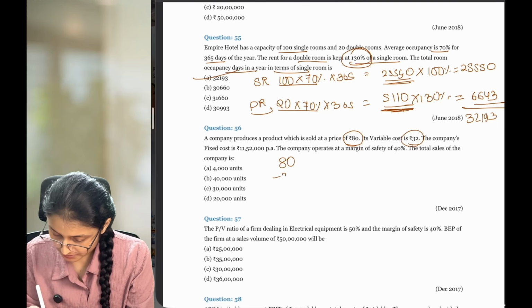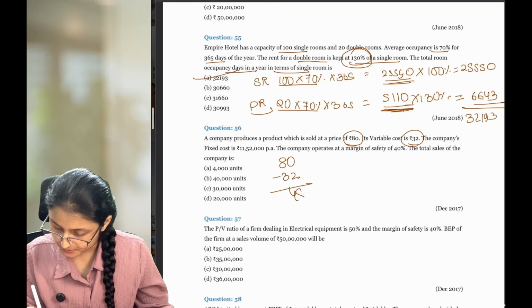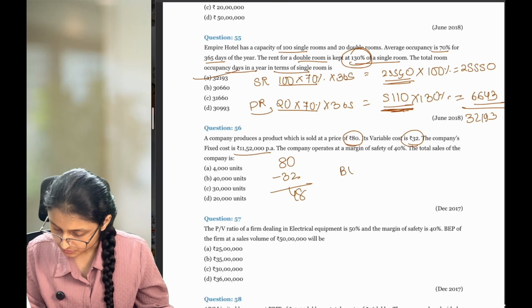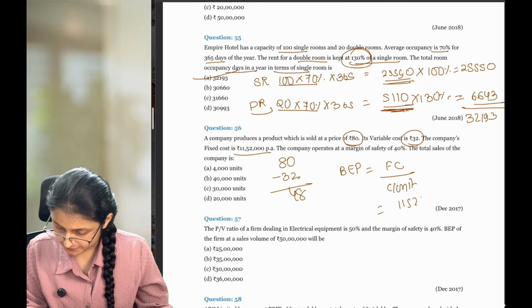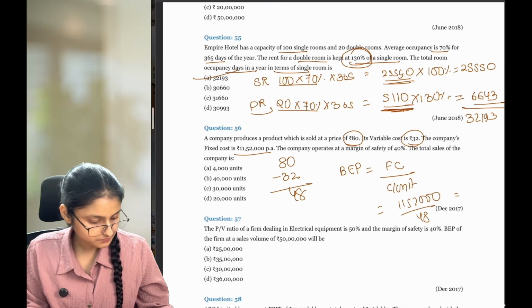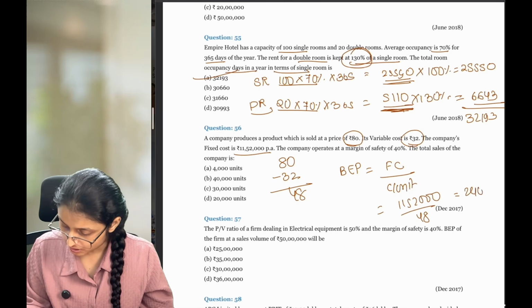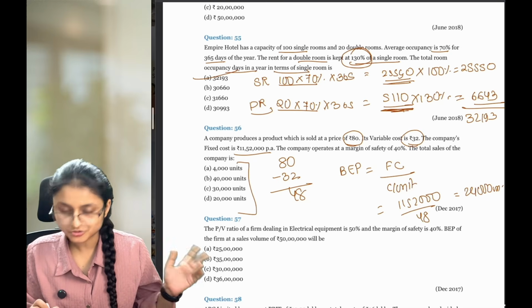A company produces a product which is sold at a price of 80, variable cost is 32. So 80 minus 32, our contribution here is 48 rupees on a per unit basis. Company has a fixed cost of 11,52,000. So with the help of this, I can calculate my break-even point. 11,52,000 divided by 48, this will give me 24,000 units as the break-even point. Why I calculated the break-even point in units? Because units are given here.